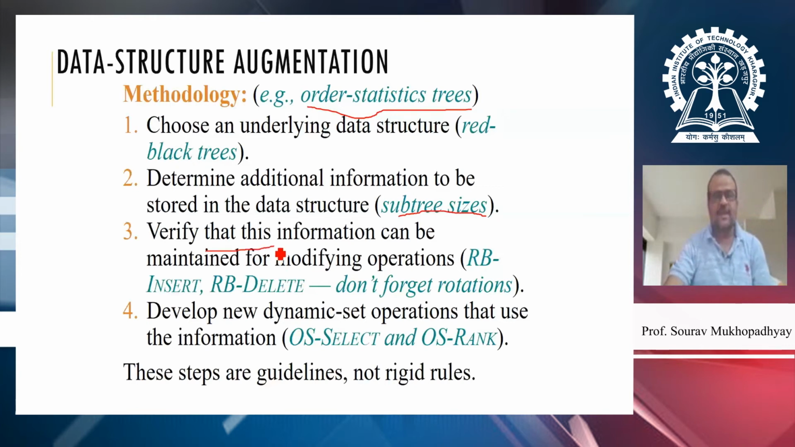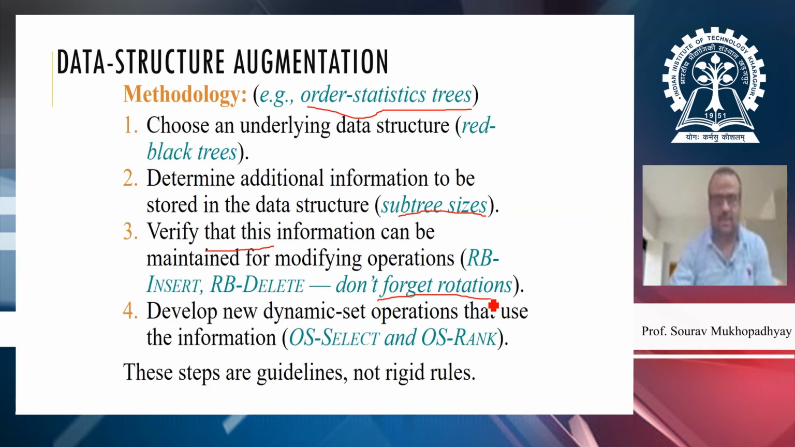This is the third step: it can be handled in the dynamic scenario also with the same cost as insert and delete. Because otherwise, if we spend more time in handling that size, then we cannot afford that. We have to maintain this extra information within the same cost, like the logarithmic time of insert and delete. So there we need to check the rotation, because we are using a red black tree. We need to check whether, in the rotation, we are doing extra work or not.